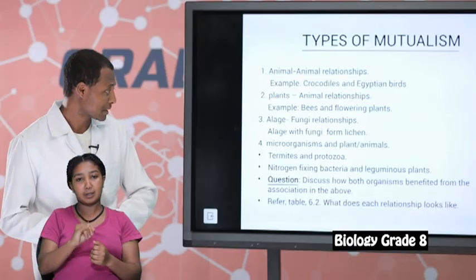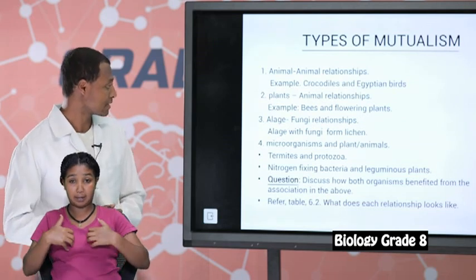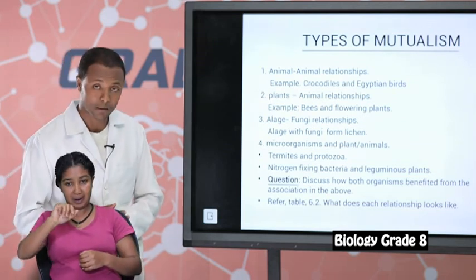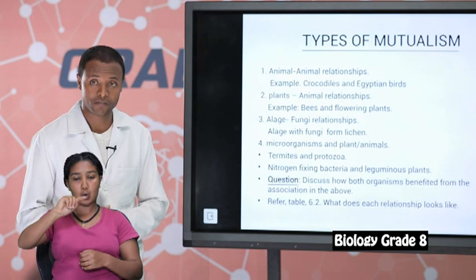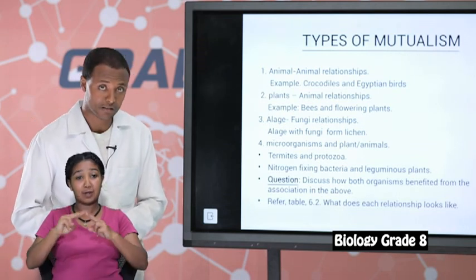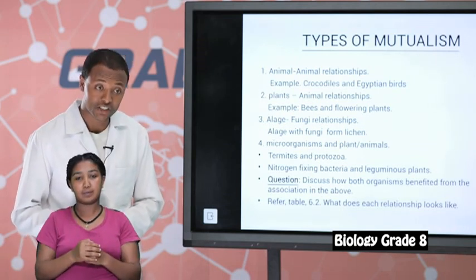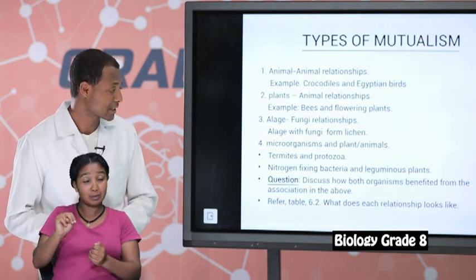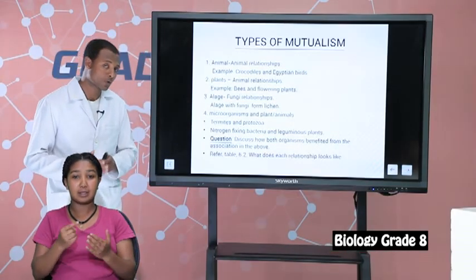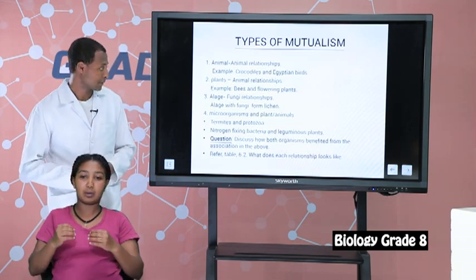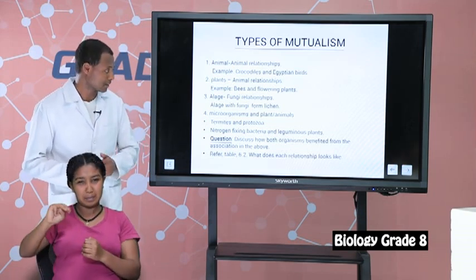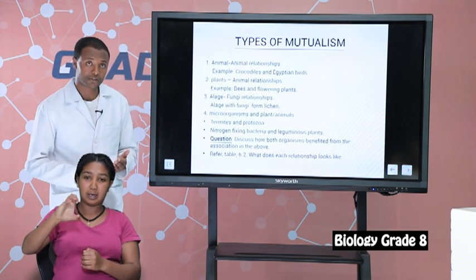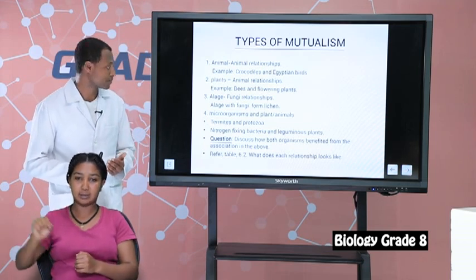The other is microorganisms in plants and animals, termites and protozoa. In termites there is protozoa. So that means it is very important in the digestive system. The other is nitrogen-fixing bacteria and leguminous plants. This is the association between microorganisms and plants. Leguminous plants like beans and peas and other crops.